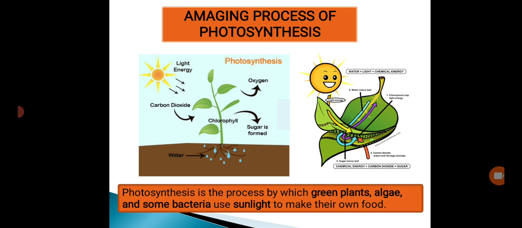Okay. So what is photosynthesis? Photosynthesis is the process by which green plants, algae and some bacteria use sunlight to make their own food material. They take in carbon dioxide from the air and water from the soil, and with the help of sunlight and chlorophyll they create glucose, a simple sugar, and release oxygen as a byproduct, right?